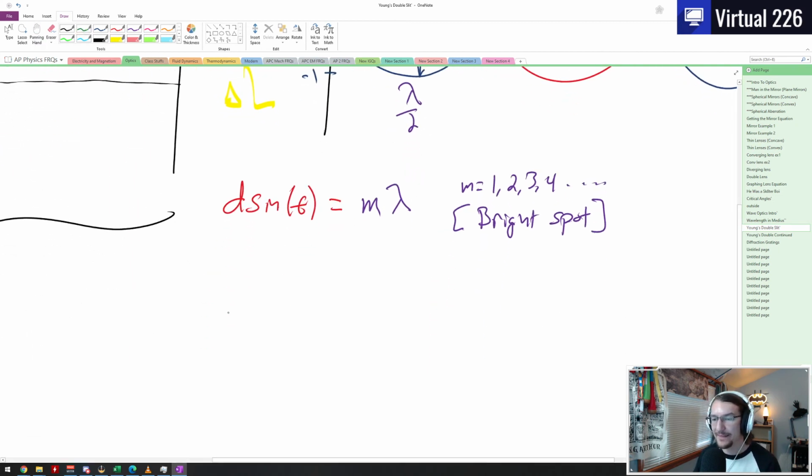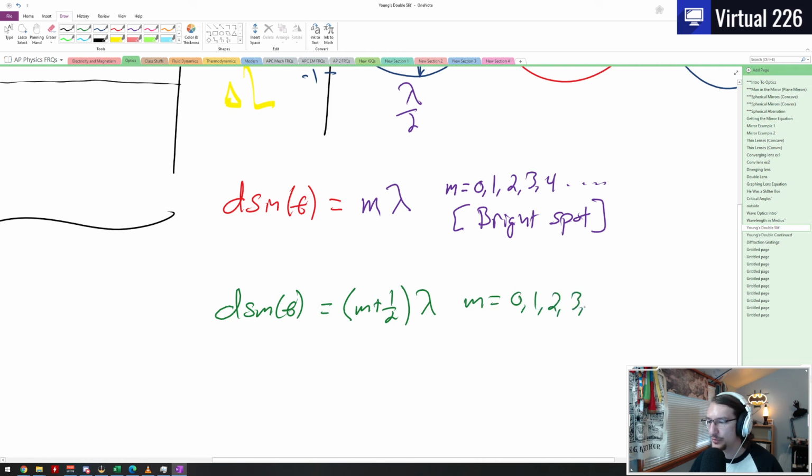If, however, this d sine theta equals a half integer value of the wavelength, then we're going to get a dark spot. And I guess what I should really do up here, excuse me on this, I made a mistake. These m's can actually start from 0 in this case. So it'll be 0, 1, 2, 3, 4. For the dark spots, d sine theta will equal m plus 1/2 multiplied by the wavelength, with m equaling 0, 1, 2, 3, 4. You get the idea of how to count.